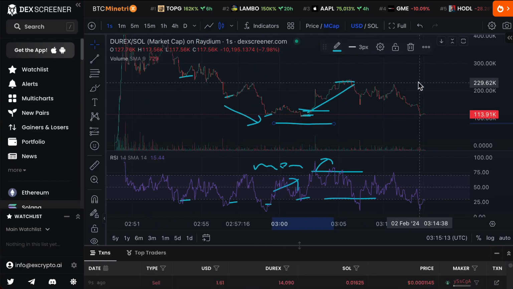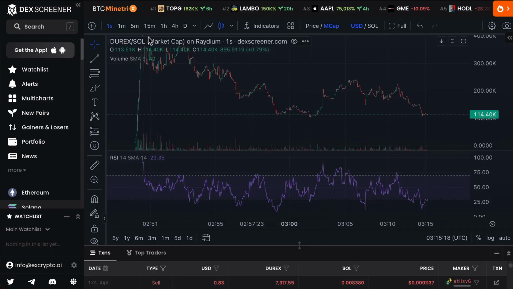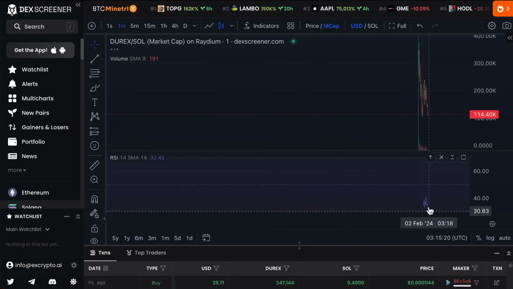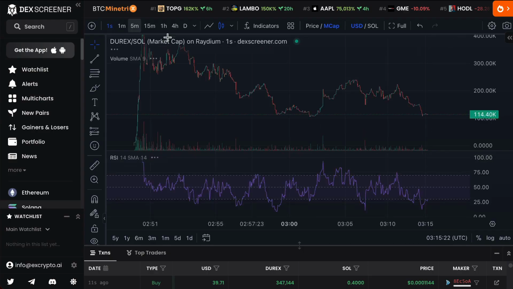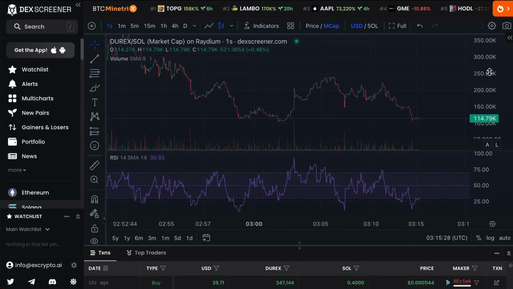Let me show you something else interesting. By the way, this is on a 1 second chart. If we go on a 1 minute chart, the RSI barely exists on it. So we have to rely on a 1 second chart. And the RSI is very noisy on a 1 second chart, so it's not that reliable. Just, like I said, keep that in mind.